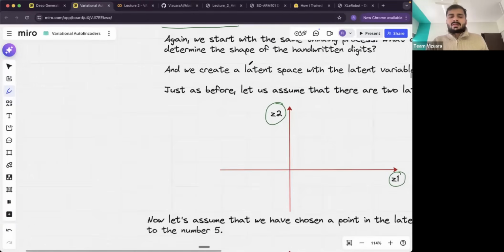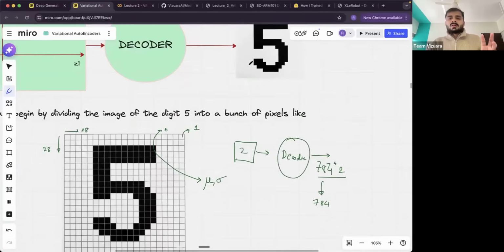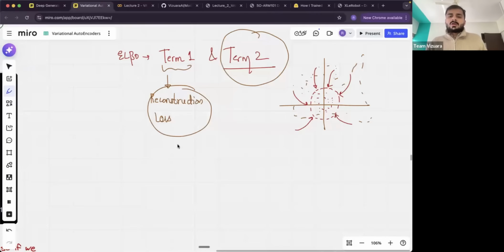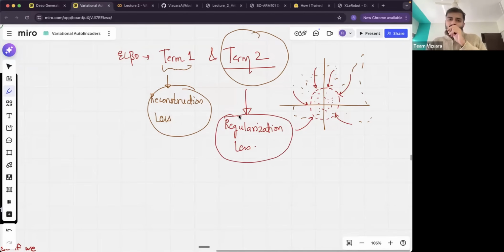So if you closely look at the ELBO terms, both the terms, the first term, as I mentioned, is the reconstruction loss, and the second term is called the regularization loss. And both these terms are combined together to form the ELBO objective using which the variational autoencoder is trained. Now, this regularization loss is not there in the normal autoencoder, but it is added in the variational autoencoder.